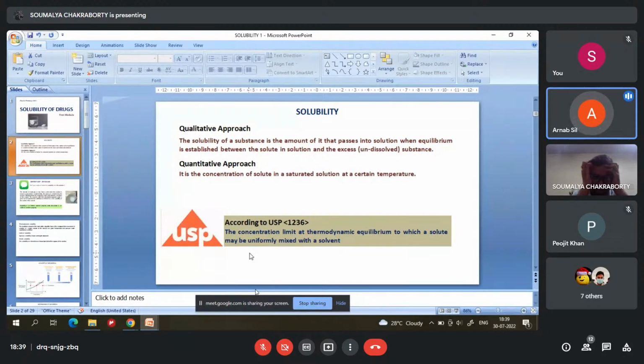Sir, the solubility of the substance is the amount that passes into solution. Means that... Just don't read the line. If you are not comfortable in English, you can also respond in Bengali. I don't have any issue with the language. Okay, I have issues with the concept.